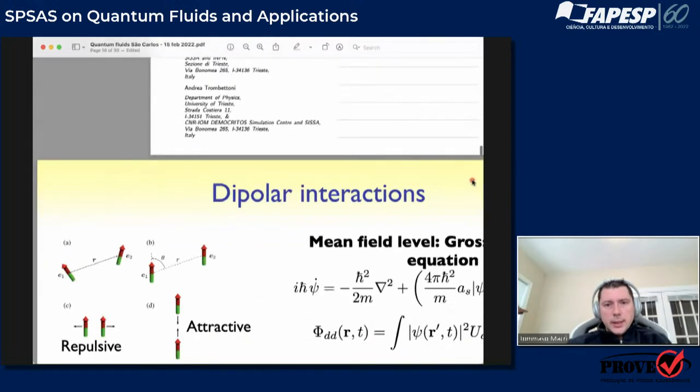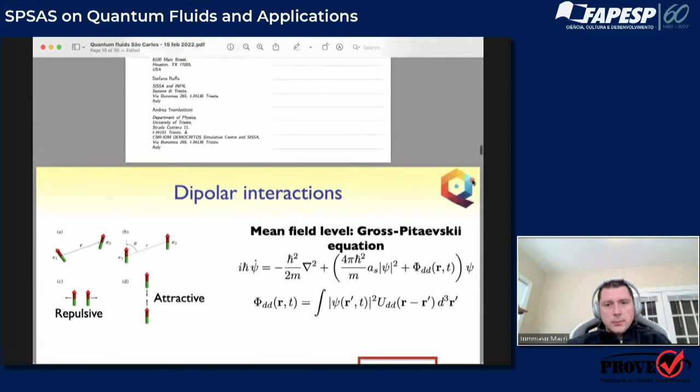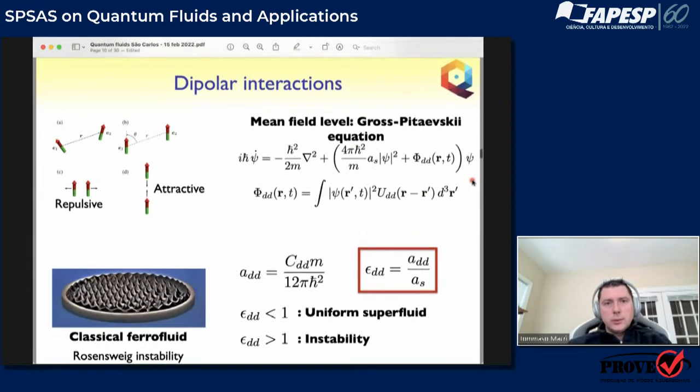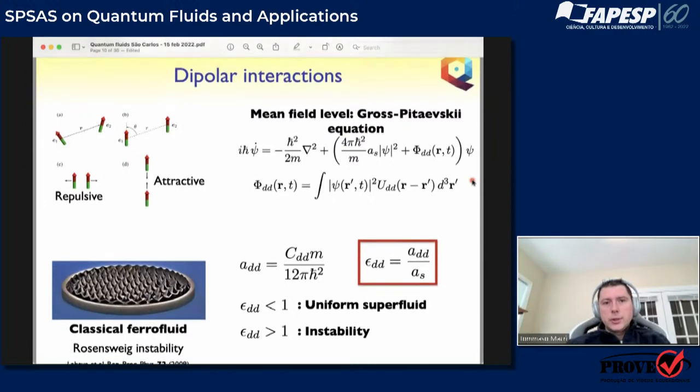Okay, so let me now talk a little bit more about the dipolar interactions, and then I will move to Rydberg atoms. For the dipolar interactions, the additional feature that you find in atomic systems is that not only do they have a power law decay as 1 over r cubed, but they also show an important angular dependence. So depending on the orientation of the dipoles, you can have either repulsive or attractive interactions.